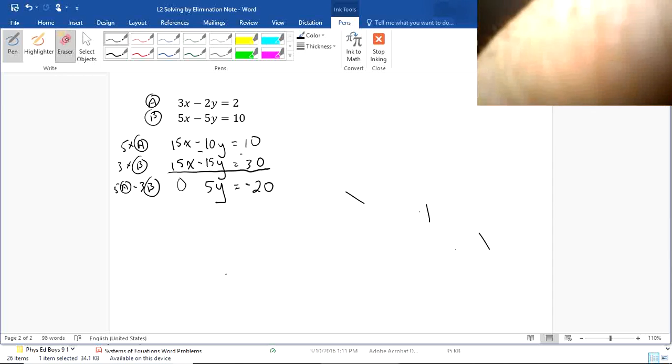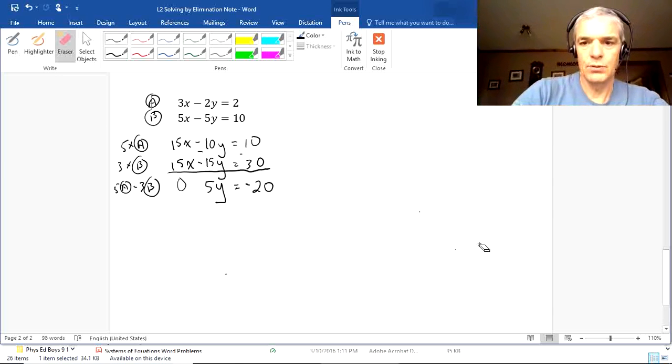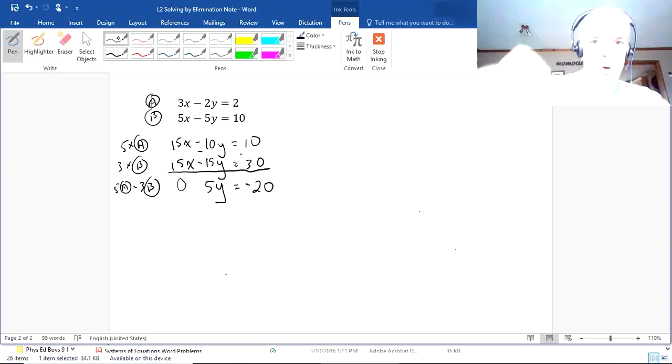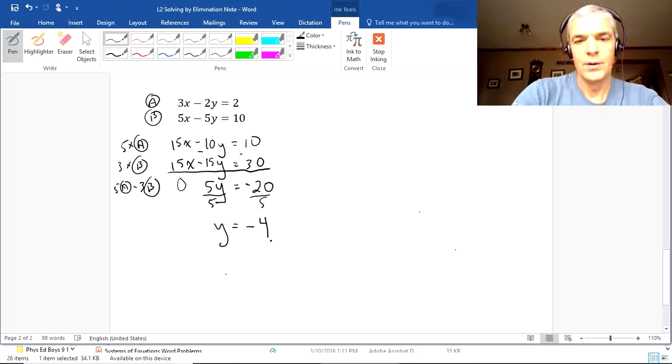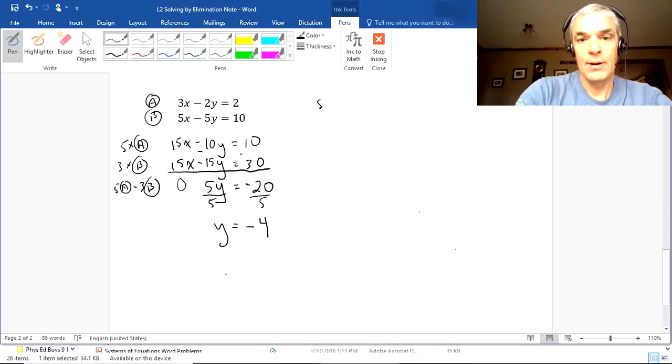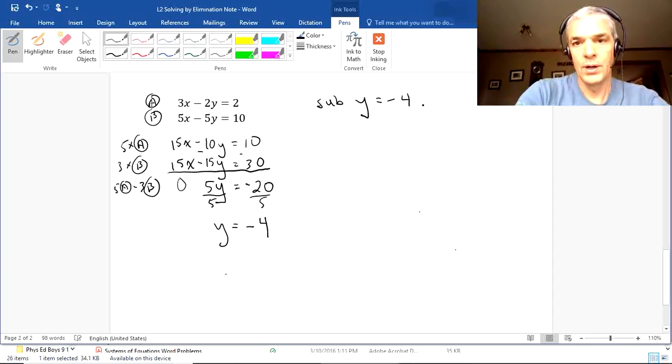Oh, my palm's making a mess over here, so I'll do some erasing. We are now very close to getting the first half done. Divide by 5, divide by 5. y equals minus 4. All right, I got half of the question done. So now I sub y equals minus 4 into, and I can pick A or B. I don't really see a lot of difference. I think A has slightly smaller numbers, so I'm going to go for A.